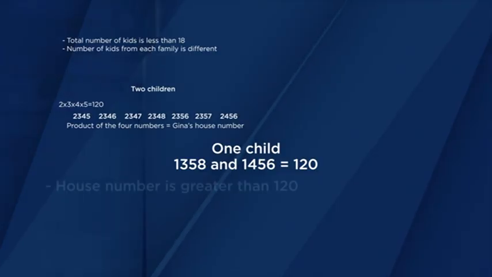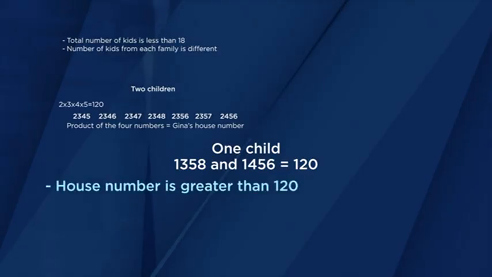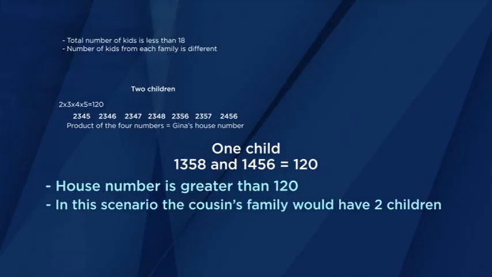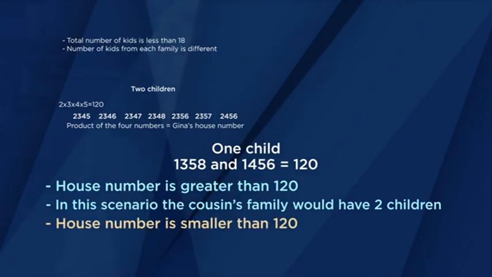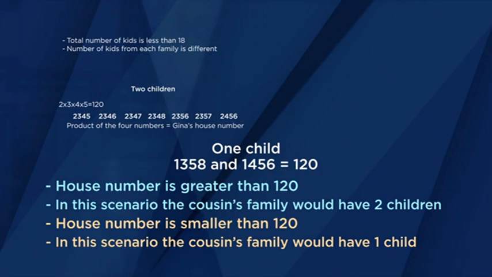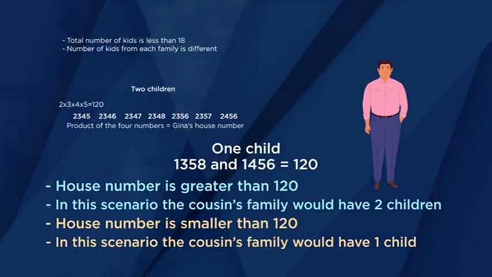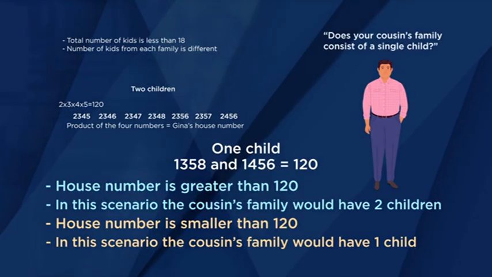Now, suppose the house number is larger than 120. Then Fred would have known that the cousin's family has 2 children. And if the house number is smaller than 120, then Fred would have known that the cousin's family has 1 child. Either way, he would not have needed to ask if the cousin's family had only a single child. Since he did ask, we know that the house number must be 120.